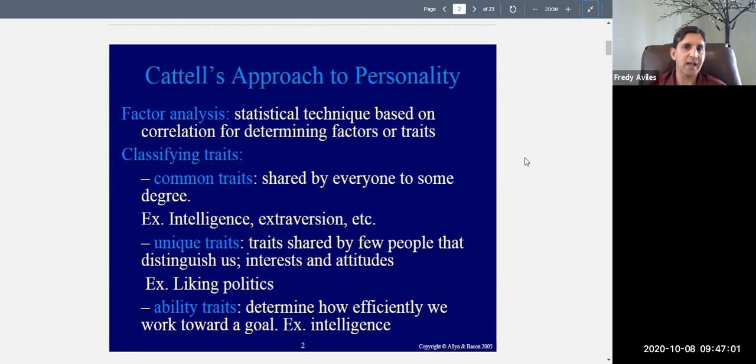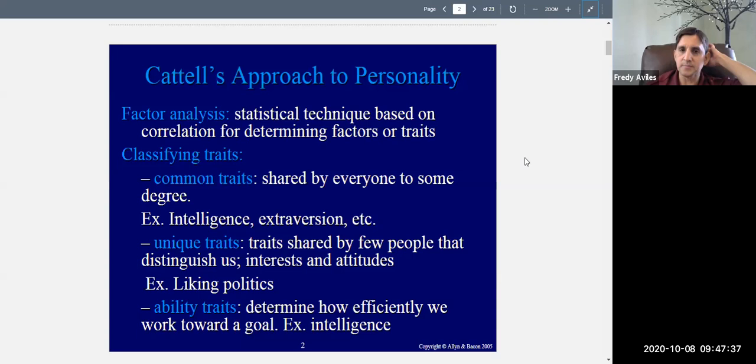So basically, factor analysis is a statistical technique where they look at the correlations among a bunch of different descriptors of people. These descriptors can be like personality traits, but they look at how those things are correlated, and they find out that they cluster into groups based on correlations. And those things that they cluster into are given different names. And that's Cattell's approach to personality. When he looked at all these different groups, he called them different things. So he classified the traits in different ways.